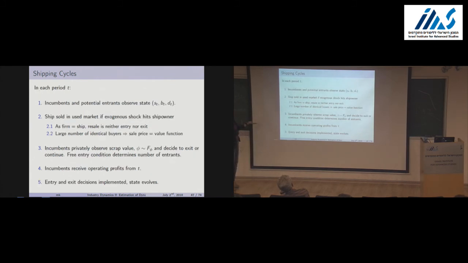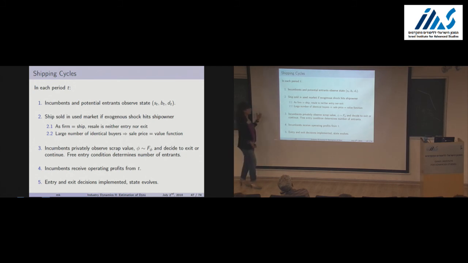So what happens every period? Incumbents and potential entrants observe the state, so the age distribution, the backlog, and the demand. Then there's going to be a step that we haven't seen before, and we don't really need it from a model perspective. We're only going to use it in empirics, but I'm going to mention it here, which is that a ship can be sold in the second-hand market if some exogenous liquidity shock of some kind hits the ship owner.